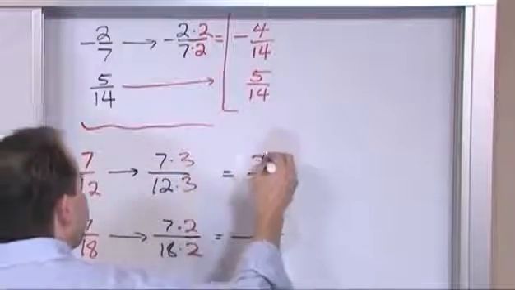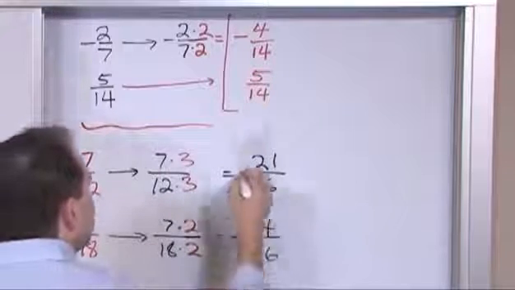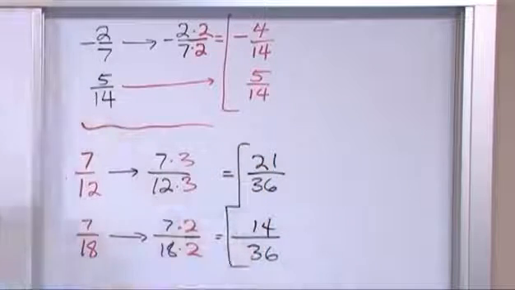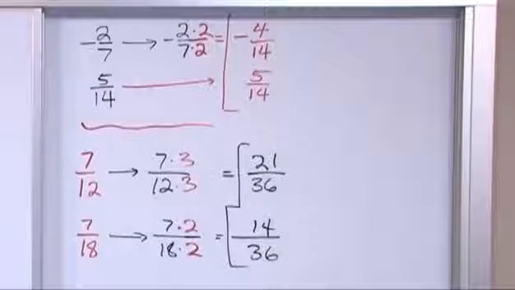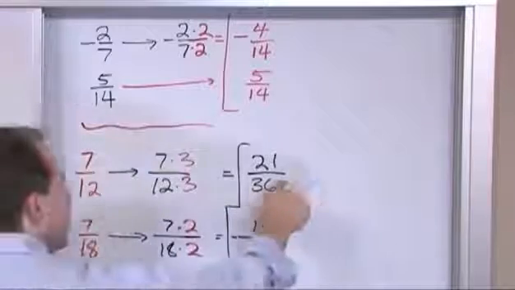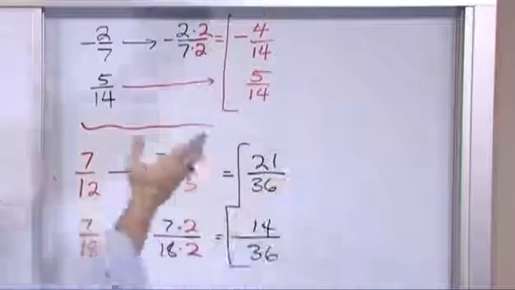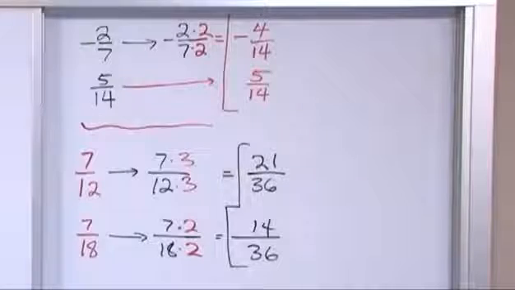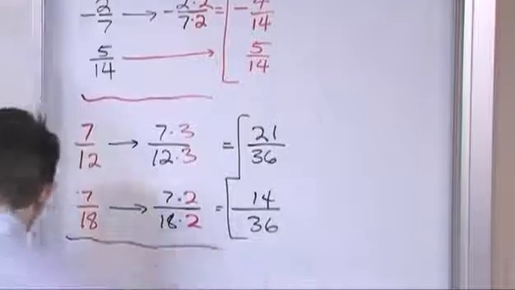7 times 3 is 21. 7 times 2 is 14. So these two fractions, 21 over 36 and 14 over 36, are exactly the same as the originals. 21/36 is the same as this guy, 14/36 is the same as this guy. Notice they both have a common denominator, so I'll be able to add them or whatever I want to later, but I had to play around with both of them in this case.